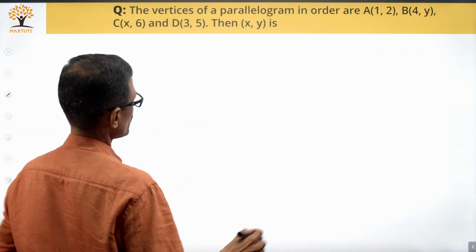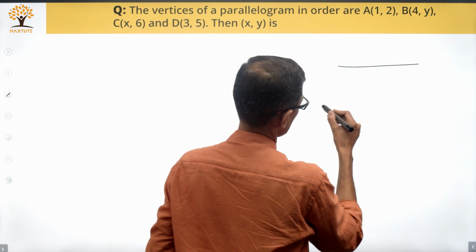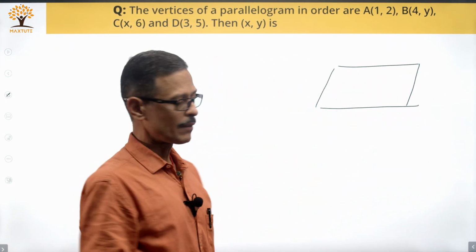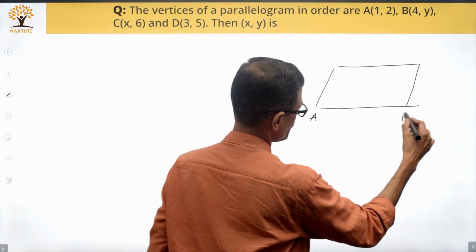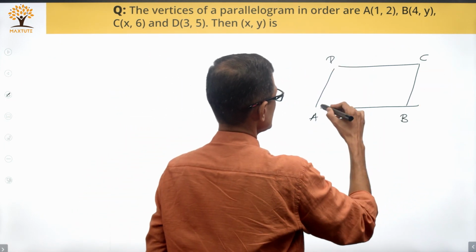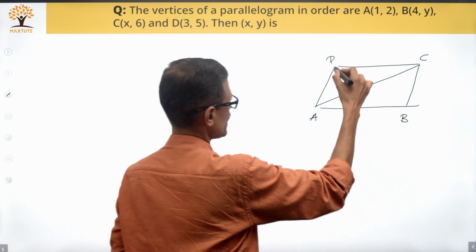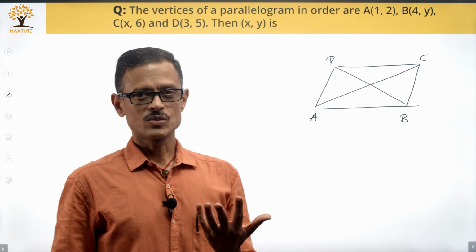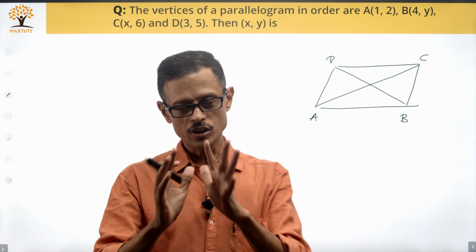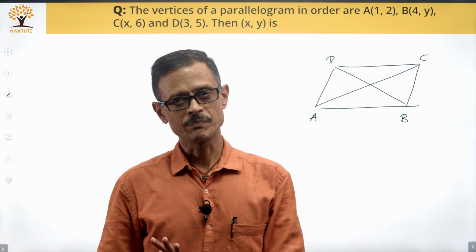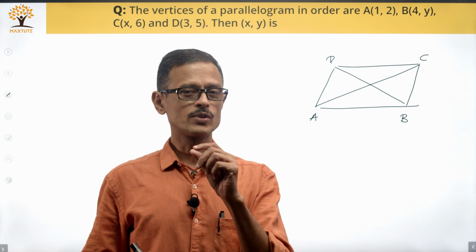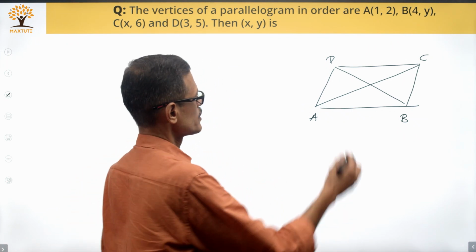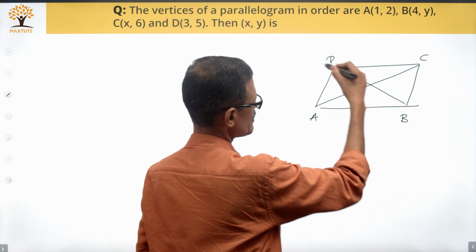The property of a parallelogram that we are going to be using: a parallelogram is a quadrilateral where opposite sides are parallel and therefore opposite sides are equal. Let's mark the vertices A, B, C, D. AC is a diagonal of the parallelogram and BD is a diagonal of the parallelogram. There are two properties of diagonals. One, the diagonals are unequal, good but not going to be useful for this question. The second property of diagonals is going to be useful to us, and that property is that the diagonals bisect each other, which means BD will bisect AC, AC will bisect BD.